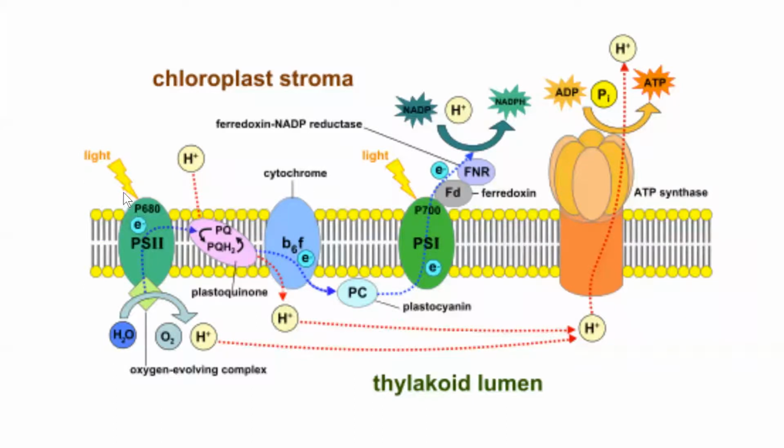Photosystem 2 picks up the energy from light using those photosynthetic pigments. An electron is then released into the electron transport chain. Water splits and donates another electron to replace the one that's been moved into the electron transport chain. As the electron moves through the transport chain, hydrogen ions are pumped into the thylakoid lumen, creating a concentration gradient, just like we did in the mitochondria.